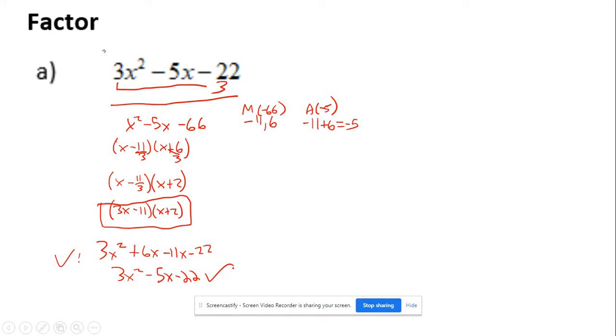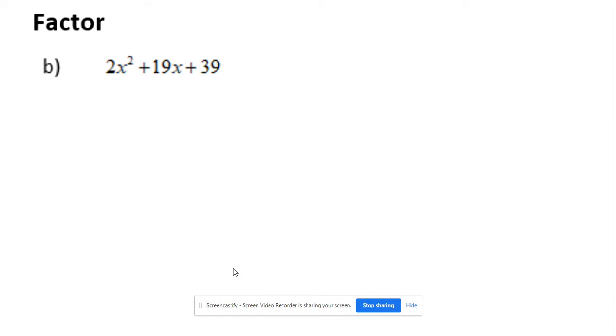Let's do one more example together, letter B from the notes. We're trying to factor 2x squared plus 19x plus 39. Well, that number in front is not the GCF, so I slide it over to do slide and divide. X squared plus 19x plus 78. So I'm looking for numbers that multiply to 78 and add together to equal 19.